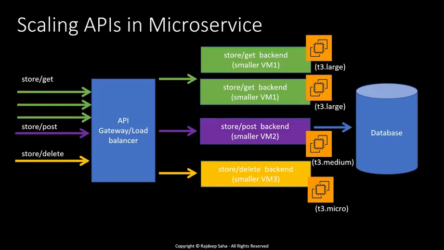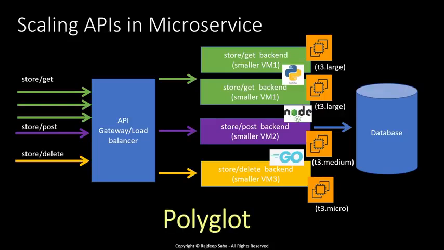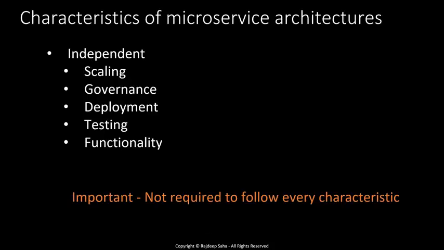Another advantage of using microservices is, since all these backends are independent of each other and could be maintained by different teams, these microservices can be written in different programming languages. So the store/get could be written in Python, store/post backend could be written in Node.js, and store/delete backend could be written in Go. There is a fancy name for this feature. We call it polyglot.